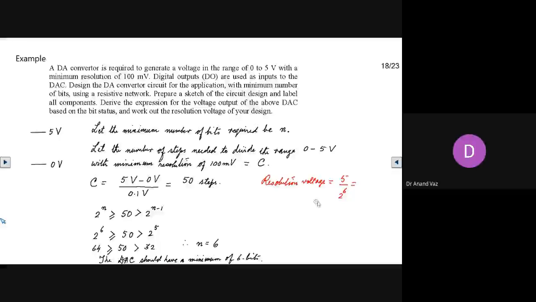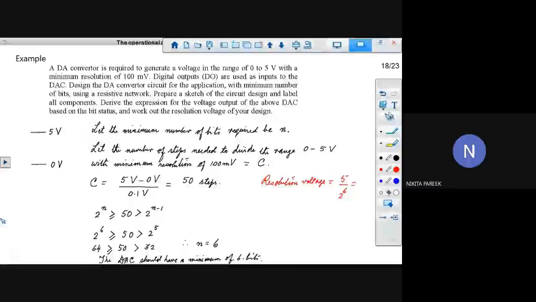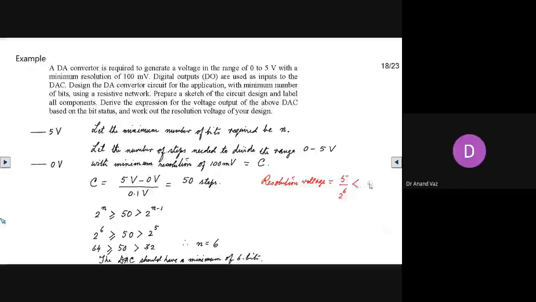But suppose you are to use 2 raised to 5. If you use 2 raised to 6, which is 64, you will get a value which is less than 100 millivolts, and that is acceptable. Got it? This value will be less than 100 millivolts.